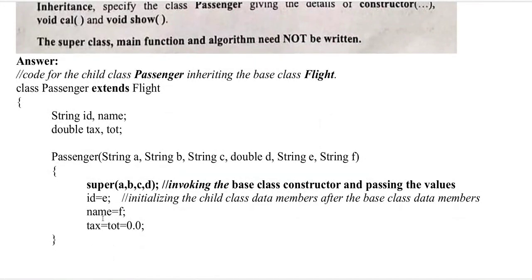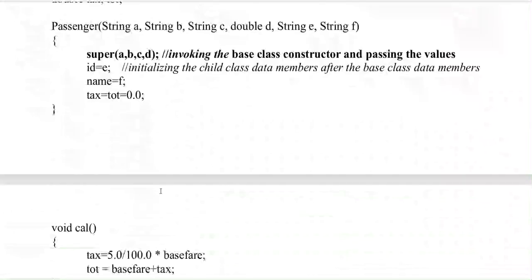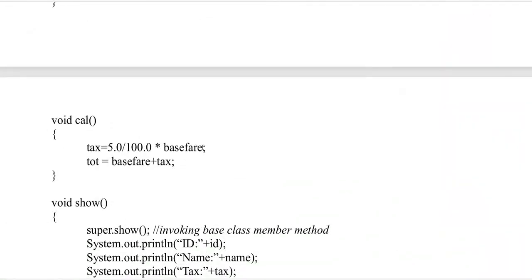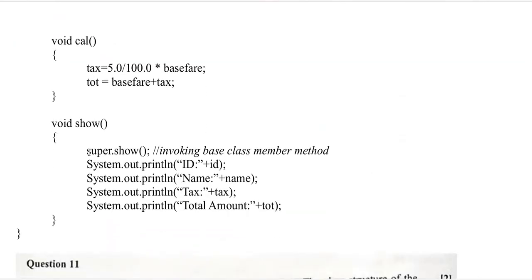Followed by the other 2 data members of the child class. They will be initialized from the remaining parameters. Okay, one thing I have again done wrong here. Yes, this is correct. Tax and tot are initialized with 0.0. So ID with E, name with F, and A, B, C, D being transferred to the parent class. Cal function is calculating the tax and tot. In the show function, I'm calling the base class member function show with super.show and the remaining is called over here.